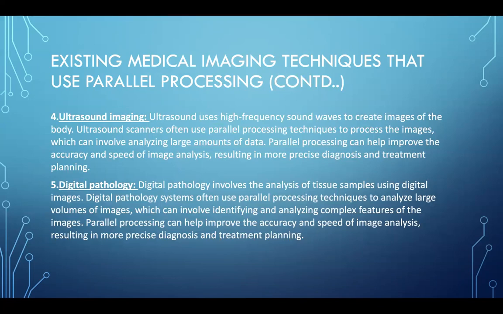Digital pathology. Digital pathology involves the analysis of tissue samples using digital images. Digital pathology systems often use parallel processing techniques to analyze large volumes of images, which can involve identifying and analyzing complex features of the images. Parallel processing can help improve the accuracy and speed of image analysis, resulting in more precise diagnosis and treatment planning.